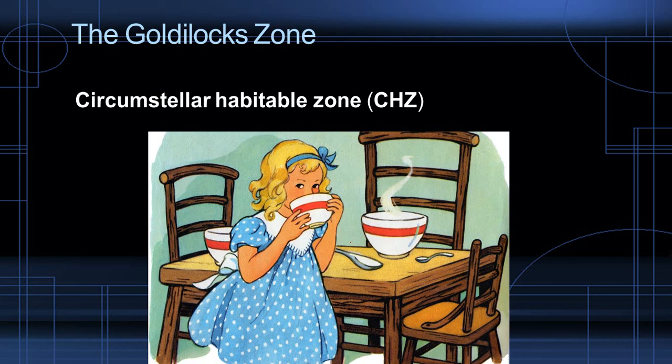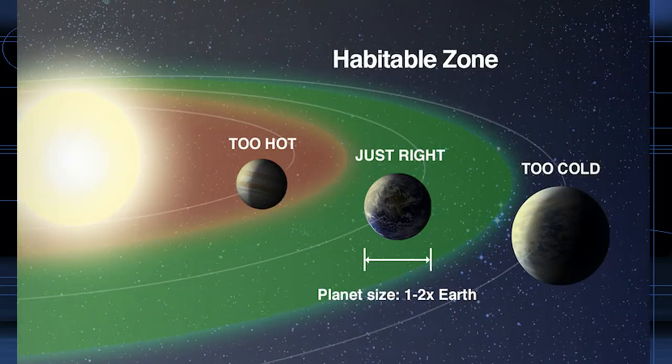Well, we have this in our solar system. It's called the circumstellar habitable zone. How about that? CHZ. That's a lot more big words than Goldilocks right there. But the idea here is that there is a zone around certain stars that make it just right. Let me get a picture up here. Yes, here we go. The habitable zone. Habitable means the ability to live there, to habitate there.